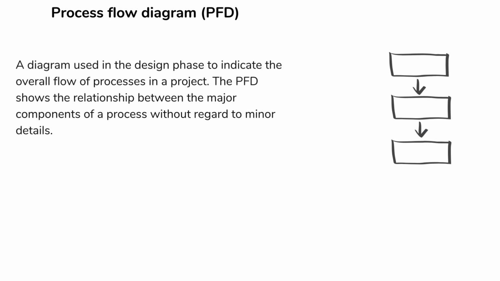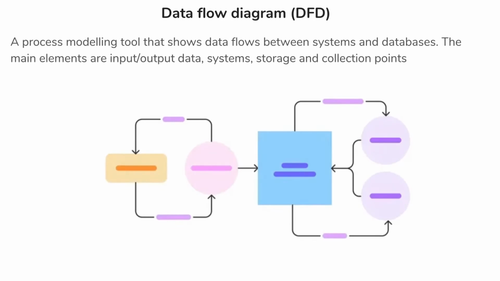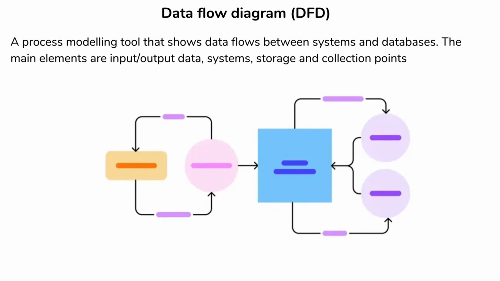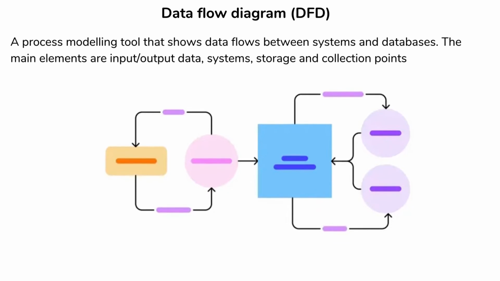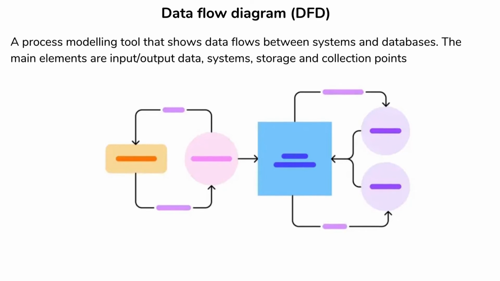Process flow diagram, PFD. A diagram used in the design phase to indicate the overall flow of the process in a project. The PFD shows the relationship between the major components of the process without regard to minor details. Data flow diagram. A process modeling tool that shows data flows between system and database. The main elements are input, output data, system storage, and collection points.